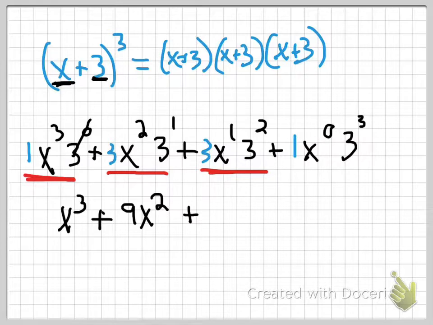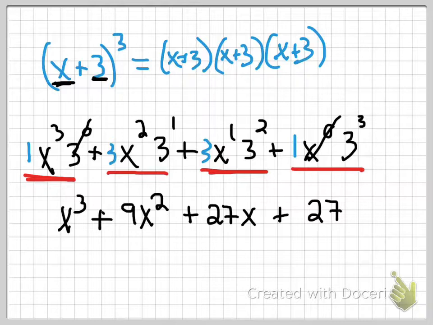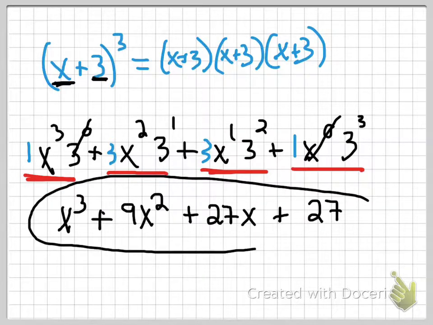Plus this next term here is 3 times x to the first times 3 squared. 3 squared is 9. 9 times 3 is 27x. Plus this last term here is x to the 0 times 3 to the third. Well, x to the 0, let's forget about that. 3 times 3 times 3 is 27. So we have an answer of x cubed plus 9x squared plus 27x plus 27, all multiplied out.